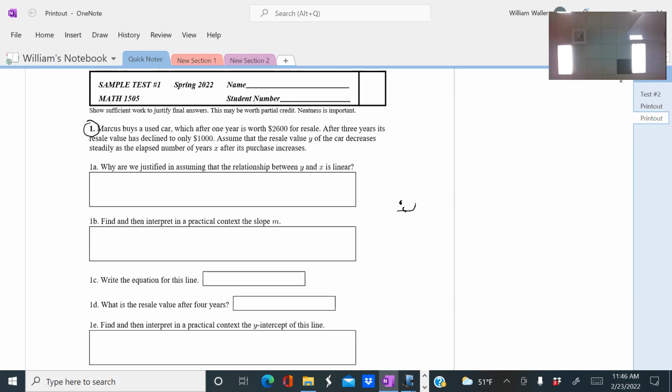It says after 1 year after purchase, it's worth $2,600, and after 3 years, it's declined to $1,000. Then a very important thing: it says assume the resale value of the car decreases steadily as the elapsed number of years increases. So the very first question is about that sentence. It says, why are we justified in assuming the relationship between y and x in the problem is linear? That's important, because if we don't know that the relationship is linear, we really cannot answer any of the other questions in the whole problem.